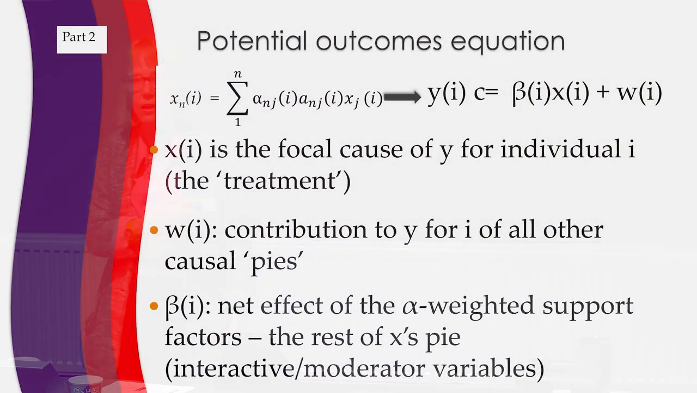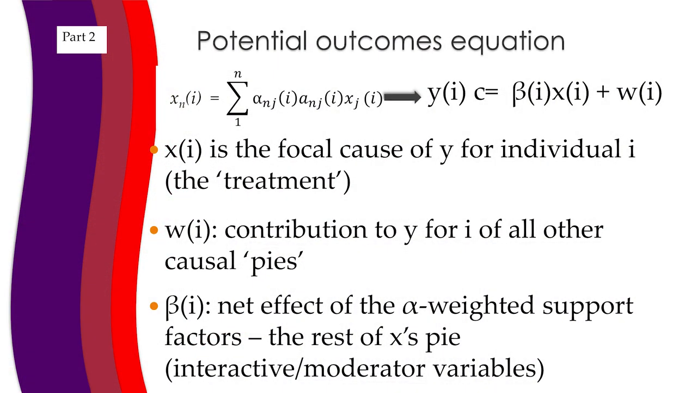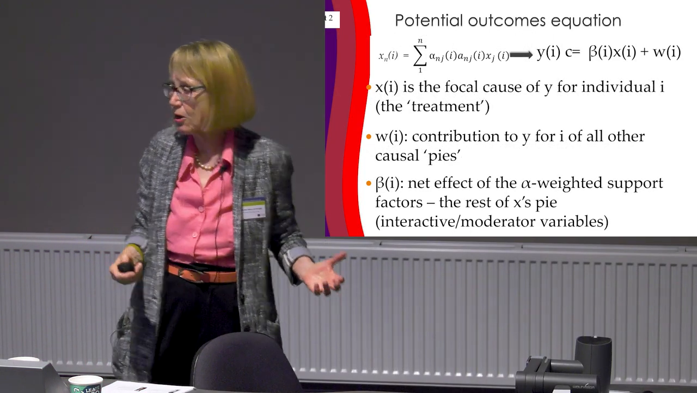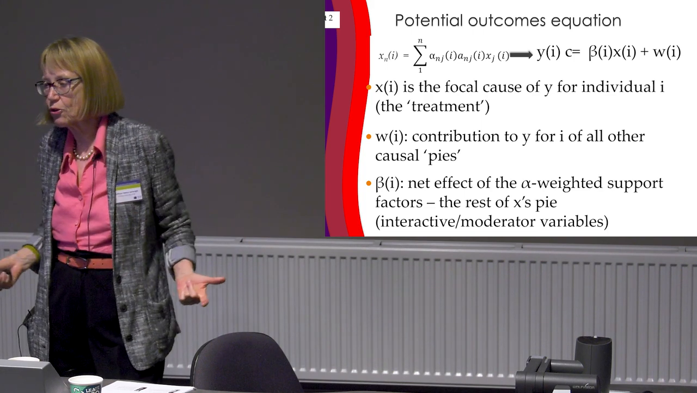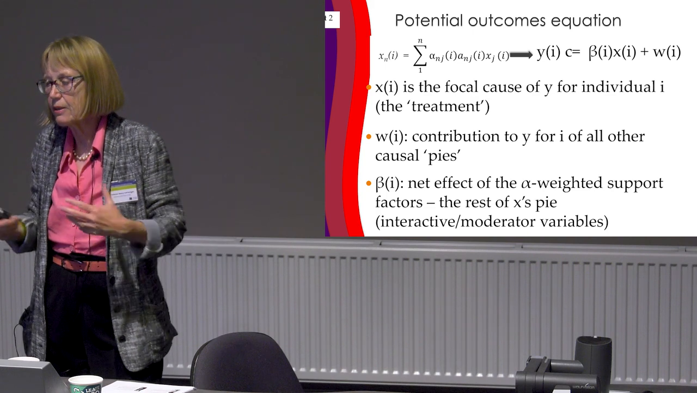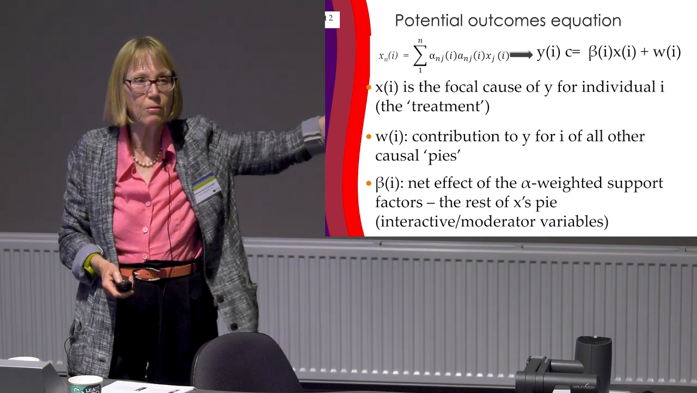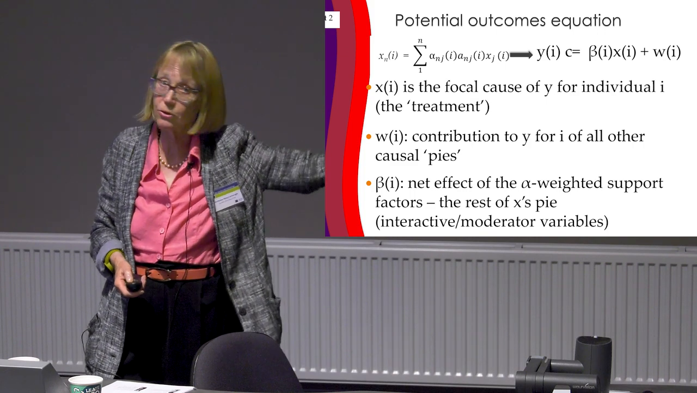Okay. So now, potential outcomes equations. Potential outcomes equations are just those Mackie formulae. And we use potential outcomes equations to justify what's going on in a randomized controlled trial. And all that's happened is we've taken our Mackie formula and we've taken our effect that we were interested in and called it y, and then we've been only interested in one particular term here, one particular cause, say the treatment, right? And then we've lumped all the other stuff into w. So x is the focal cause, w is the contribution to y of all the other causal pies, and beta is the net effect of the support factors. So that's what a potential outcome equation looks like, and I see it all the time in discussions of randomized controlled trials when people are actually talking about doing the statistics on them.